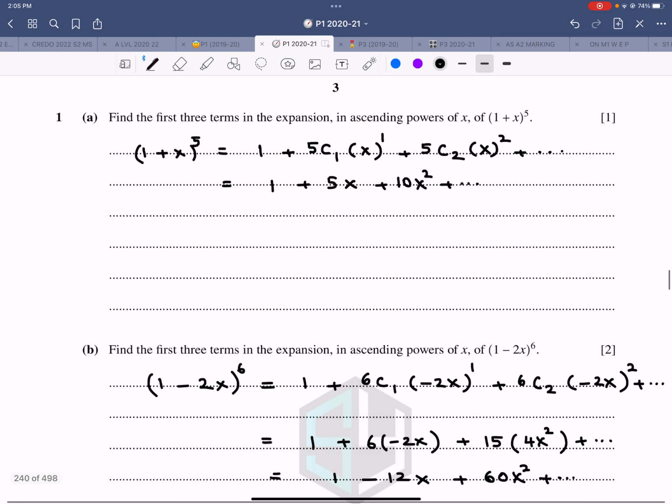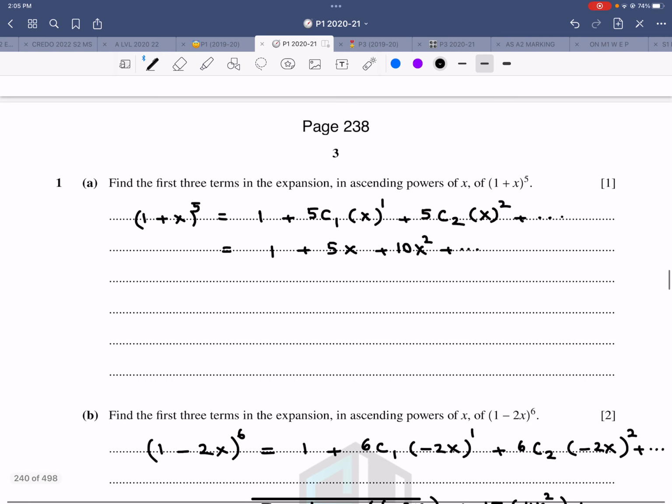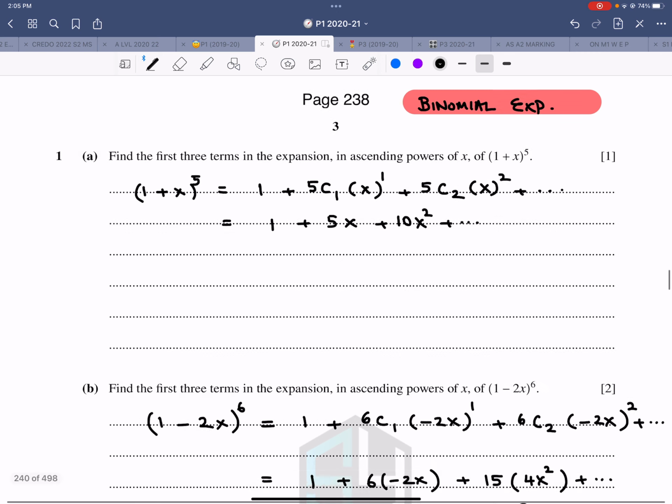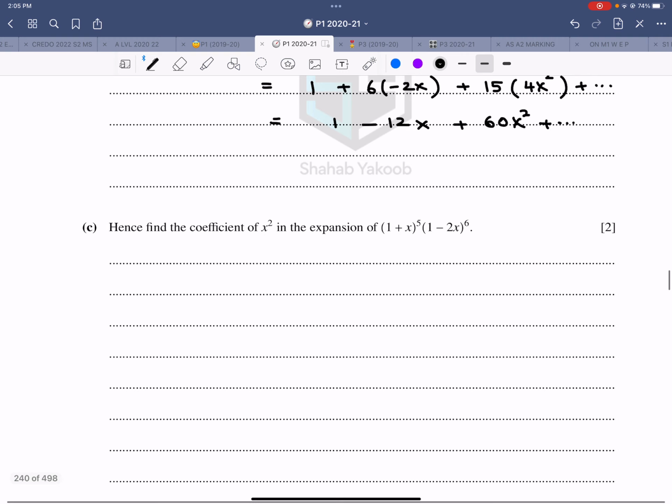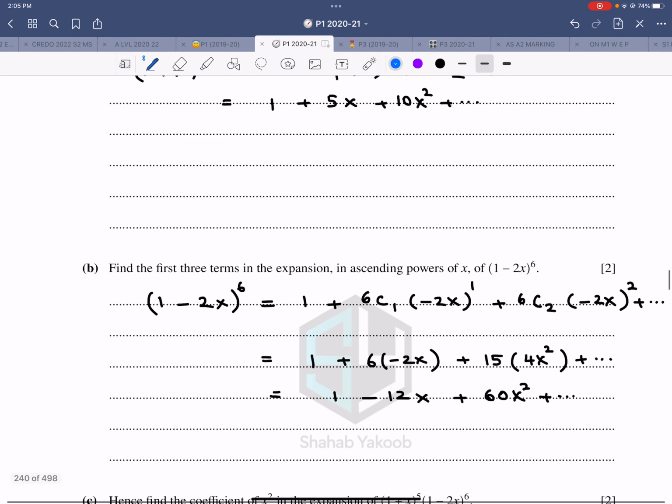Now you have the first three terms. I'll also label the topic. So this is P1, binomial expansion. Then it says, hence, find the coefficient of x square in the expansion of these two brackets multiplied together.